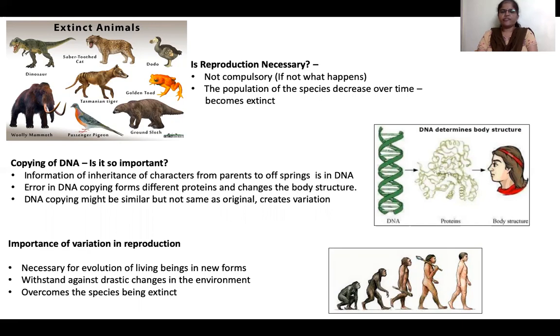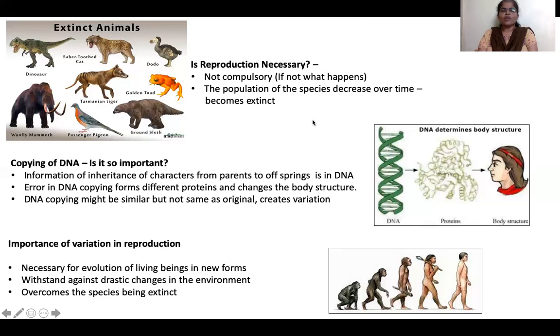So even for all living beings, if we don't reproduce, the population of the species reduces over time. The population itself shrinks and it becomes endangered. Finally, it becomes extinct. So we have to reproduce. All living beings have to reproduce to continue life on earth. To have a continuous life on earth, reproduction is very much necessary.